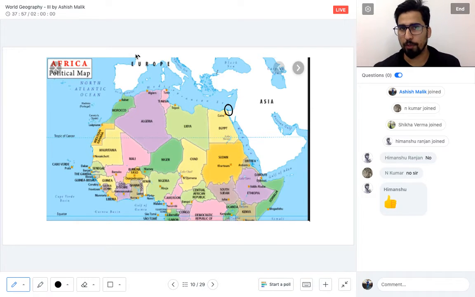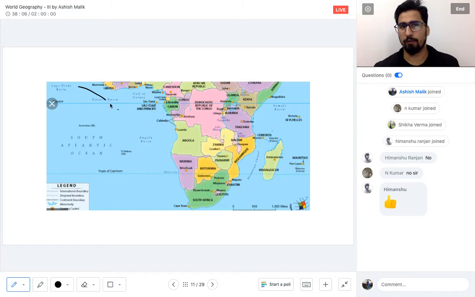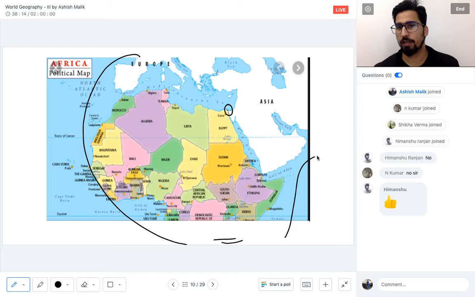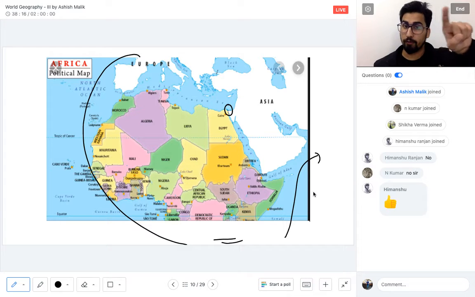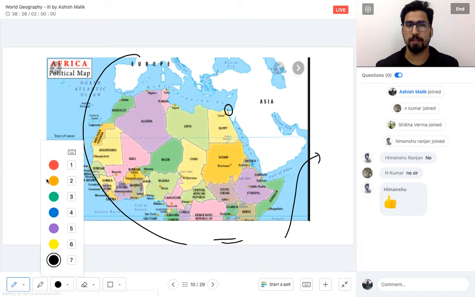Earlier, the European powers had to travel the whole of Africa. They had to take a big round through the Cape of Good Hope. They had to cover the Cape of Good Hope, and then travel back, and only then could they reach Asia and other parts. It was a very big route, and that used to take a lot of days, effort, energy, money, a lot of investment.